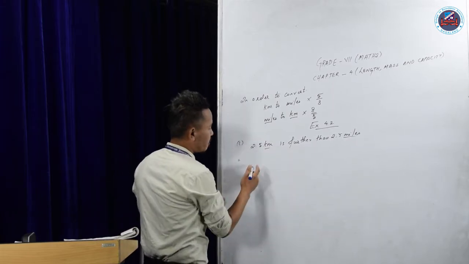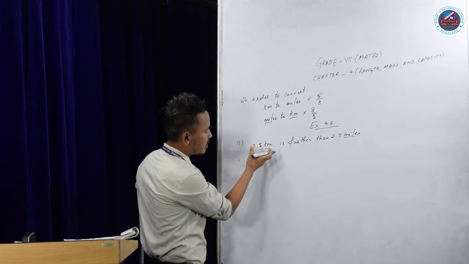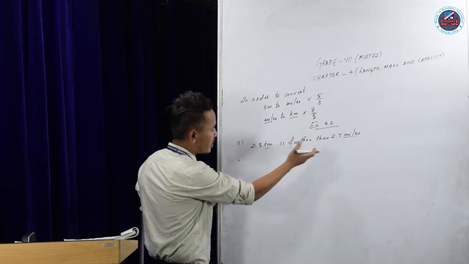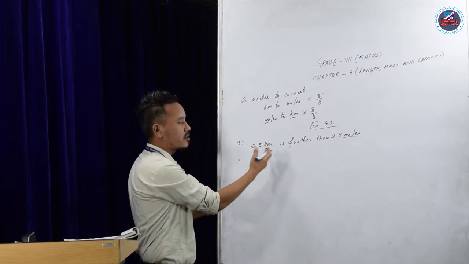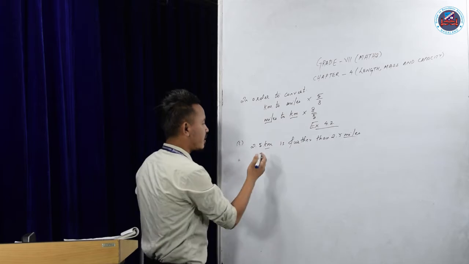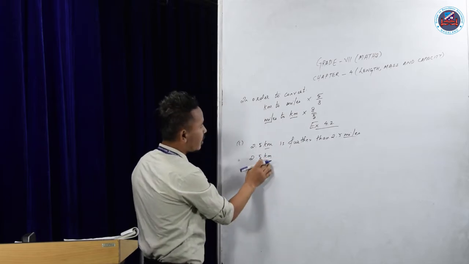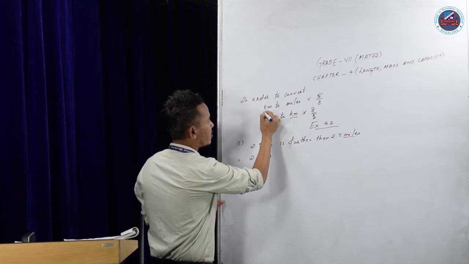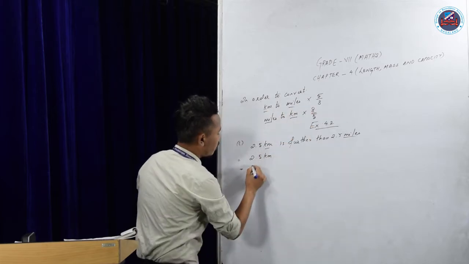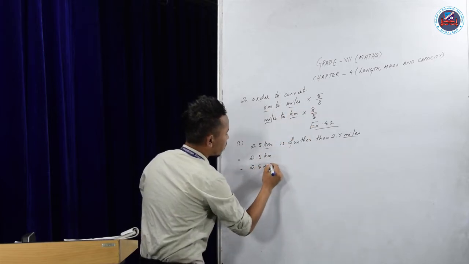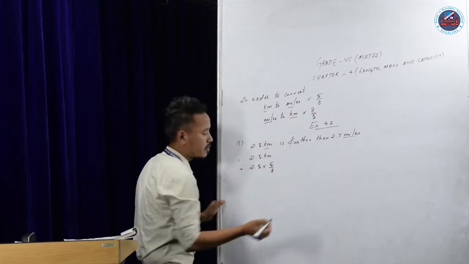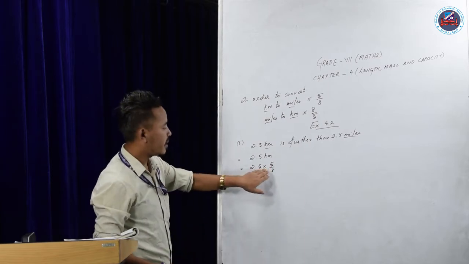So first, let's convert this kilometer and see how many miles we get. Definitely, if we convert kilometers in terms of miles, it will be less. But let's just see. So 2.5 kilometers. Here we are converting kilometers to miles, so what we do is multiply by 5 upon 8, right?